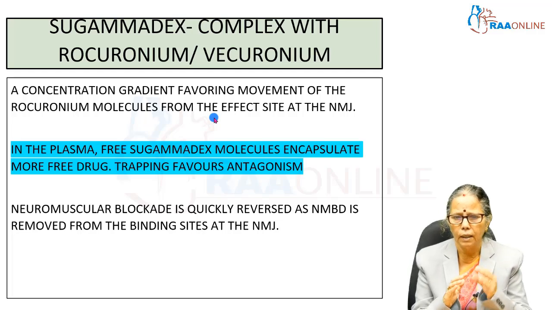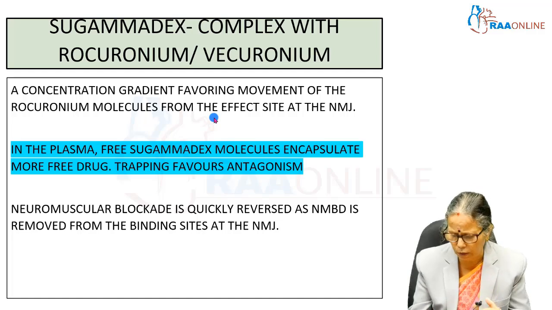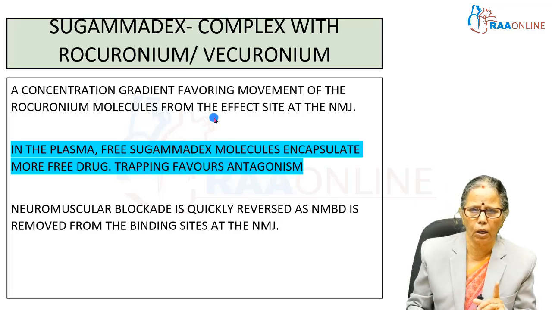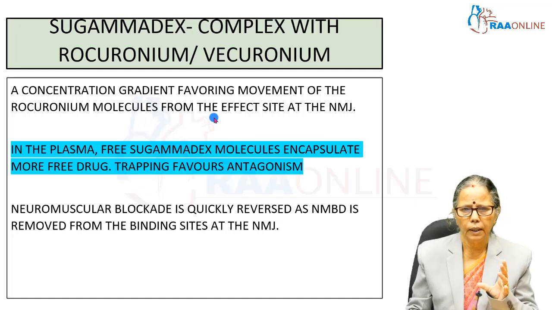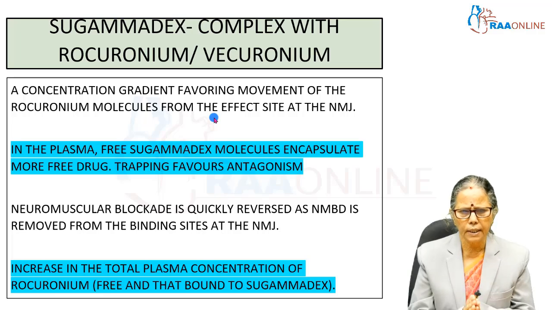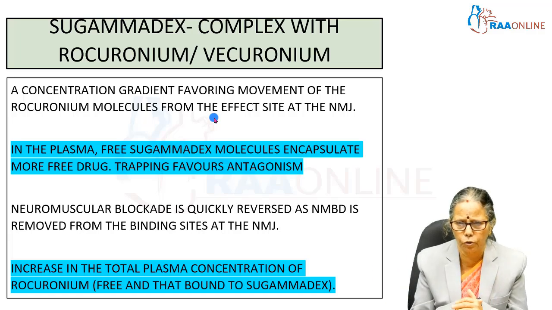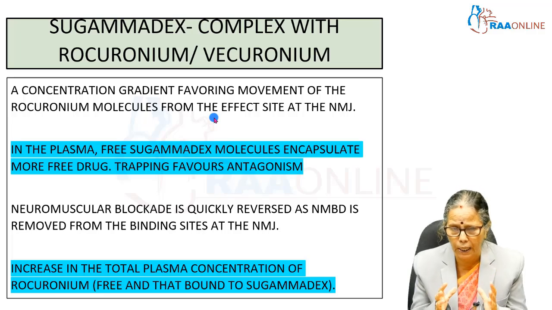And with that too, at a very high affinity of 25 million times to 1 unit. And every molecule will have 1:1. Only one neuromuscular blocking molecule and one Sugammadex molecule get attached. So that way it is a tight grip, bonding, encapsulation. So there is an increase in the total plasma concentration of rocuronium, because more drug comes from the neuromuscular junction; free and bound Sugammadex is more in the plasma.